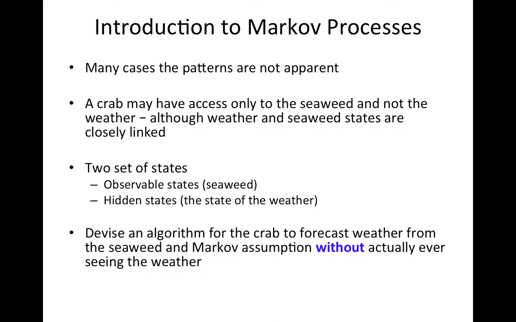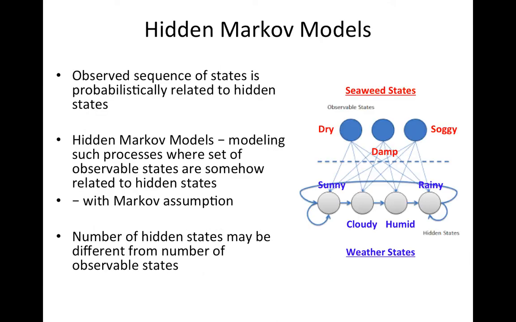Now, we have to devise an algorithm for, let's say that there is a crab, it has to forecast weather from the seaweed and the Markov assumption without actually ever seeing the weather. So that's the problem. You have some set of hidden states and you are observing some other observables out of those states. Okay. Now, could you infer the states through the observables? That's the whole idea behind the Markov process, right?